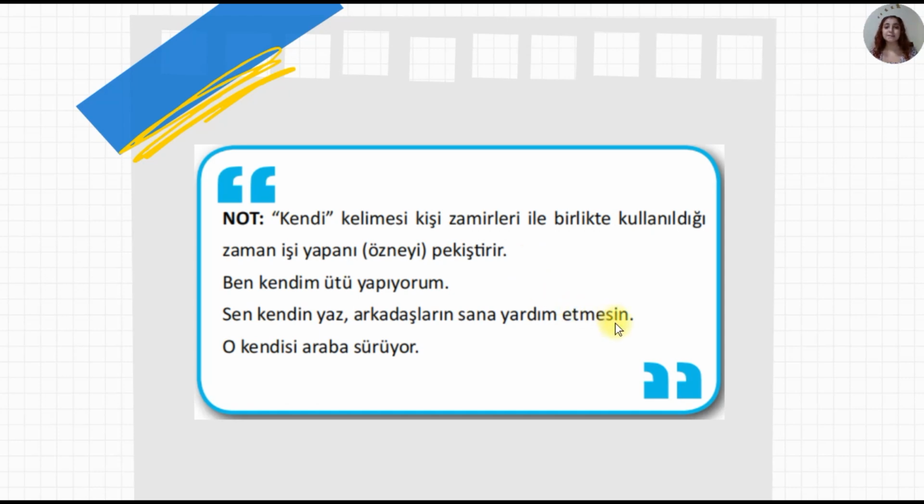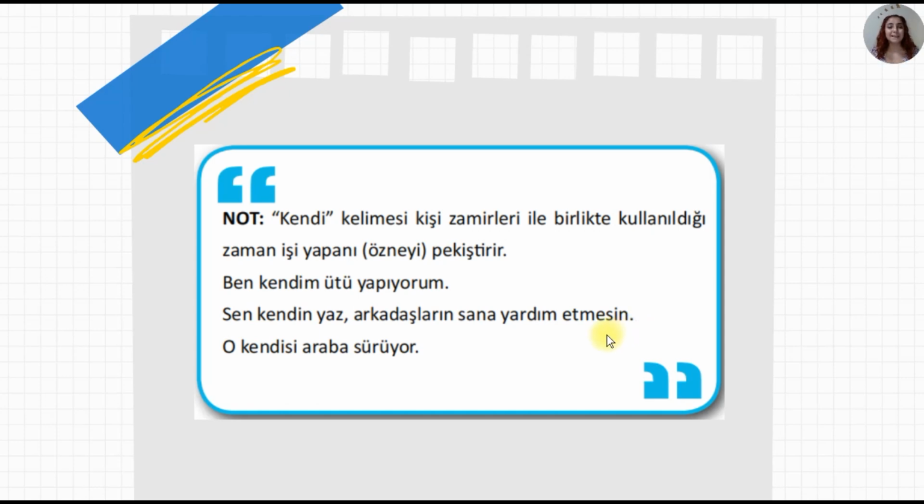And the second one, sen kendin yaz, arkadaşların sana yardım etmesin. Sen kendin yaz, yazmak, to write, and write it by yourself. I can only say kendin yaz, write it yourself, by yourself, but I want to say you, not anyone else. And you can say sen kendin yaz, and the rest of the sentence is again imperative. It says, your friends should not help you.